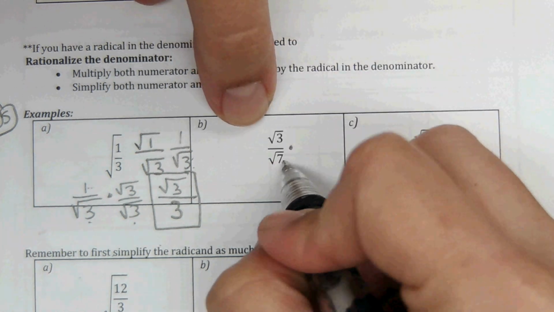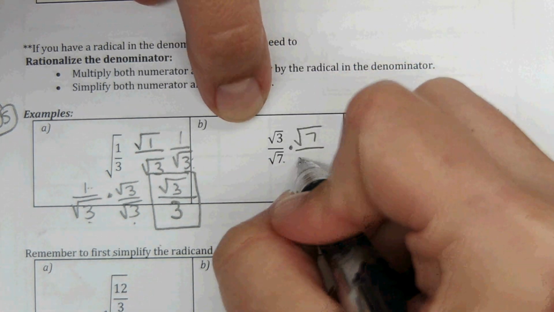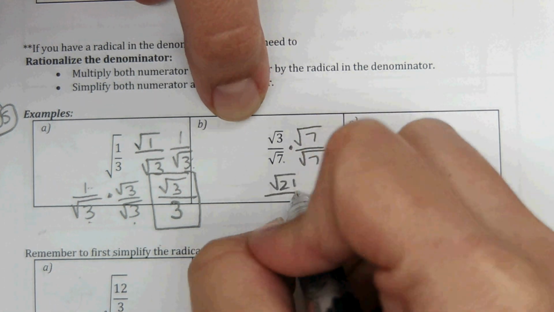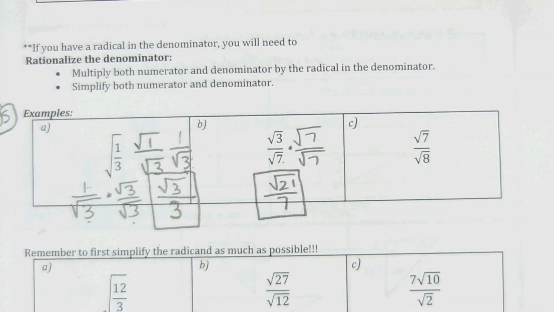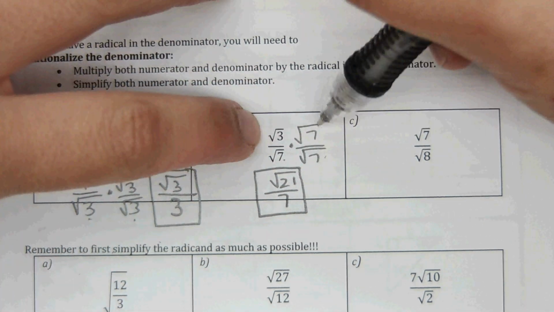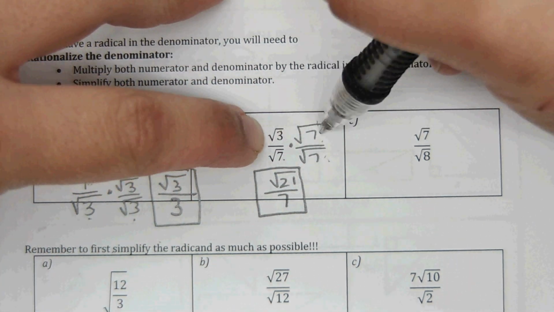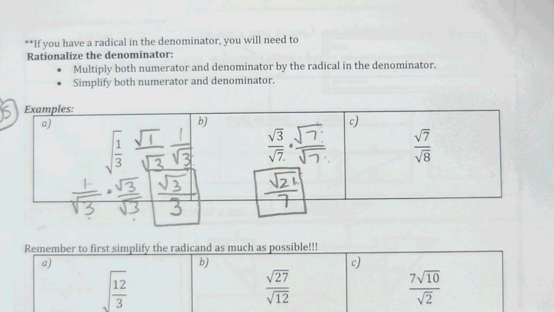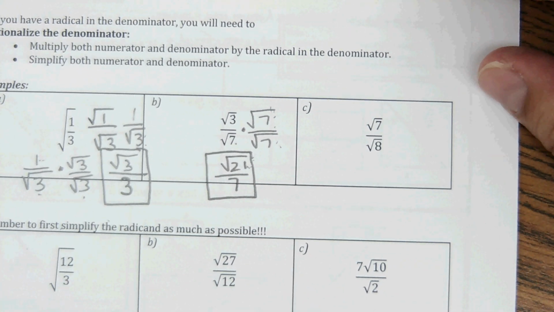Then for B, same thing. We can't have that square root of 7 as a denominator. So we do square root of 7 over square root of 7, square root of 21 over 7. Well, I'm multiplying the whole thing by essentially 1, square root of 7 over square root of 7. And 3 times 7, 21. You would simplify this if you could, but it doesn't simplify.